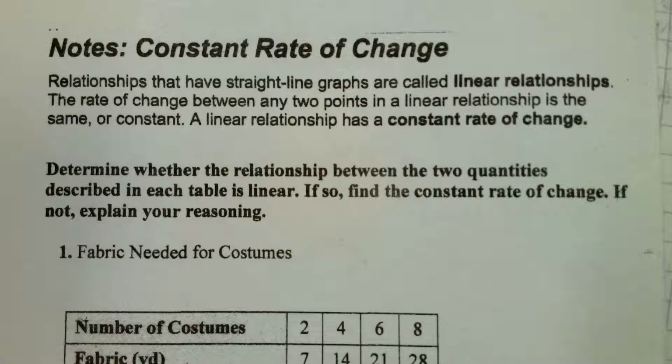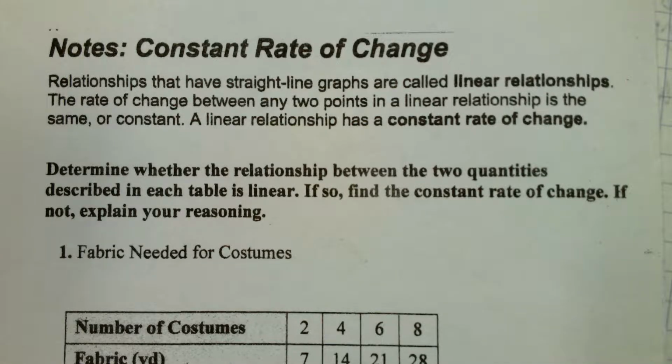Okay? So in order to do that, we have to figure out if there's a constant rate of change. Okay? And so it says determine whether the relationship between the two quantities described in each of the tables is linear. If so, find the constant rate of change. If not, explain your reasoning. All right, so here we go. Let's get started with this.